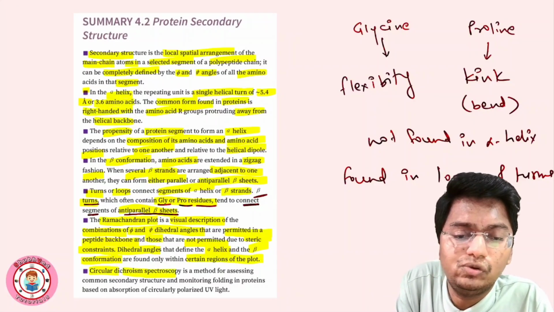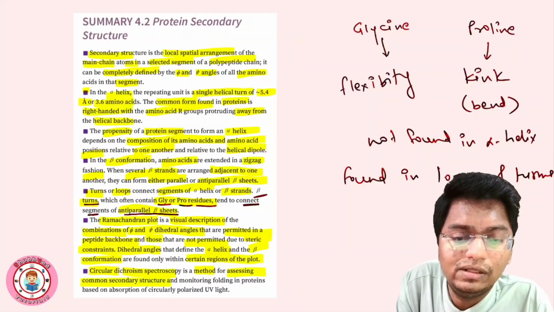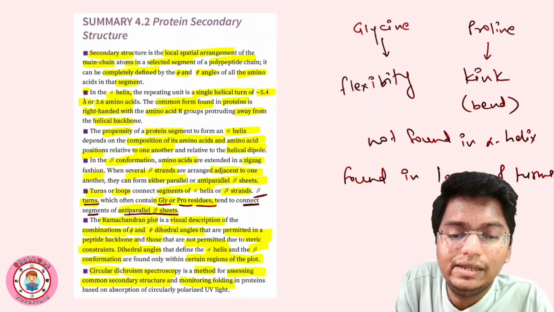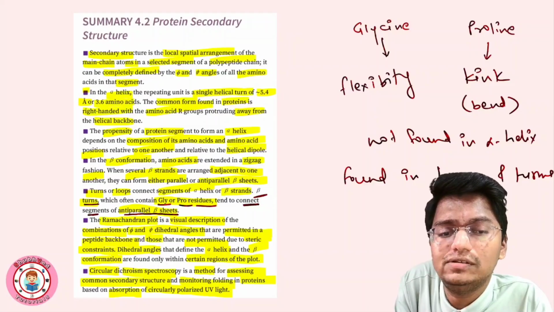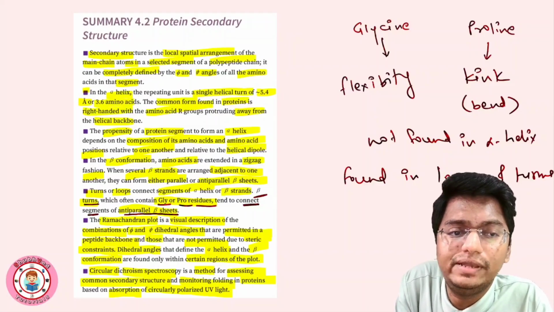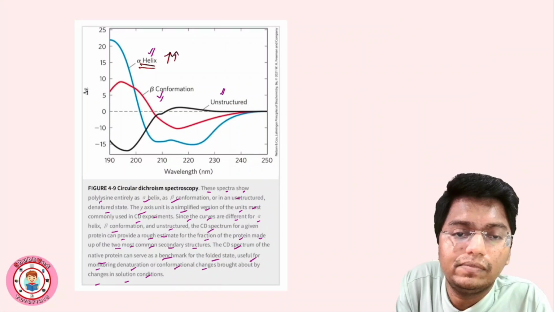Circular dichroism spectroscopy is a method for assessing common secondary structure. This method is important for determination. It monitors folding in proteins based on absorption of circularly polarized UV light. Right, this principle is also very important, you should remember. On this basis, what can we say? The alpha helix has higher absorption compared to the beta conformation.